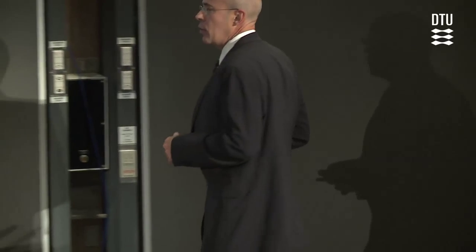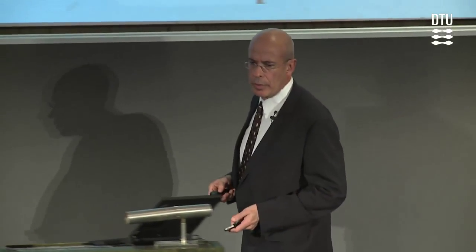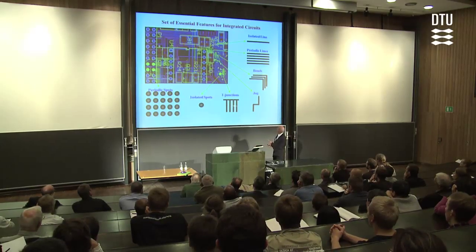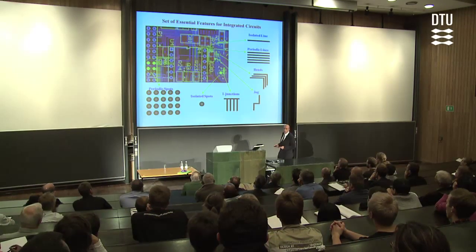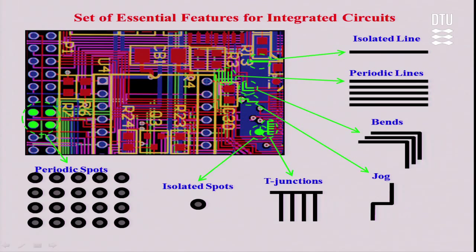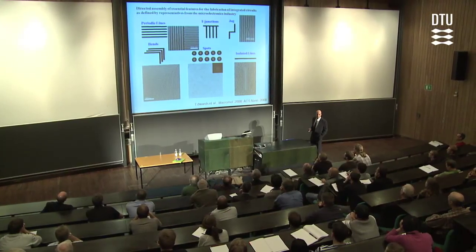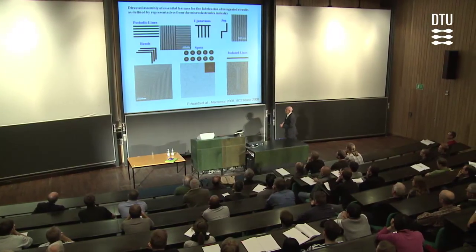Using these calculations, then, we set out to explore all of the different combinations that would arise in a semiconductor device. This industry told us that we had to generate spots, T-junctions, jogs, bends, periodic lines. And then using a combination of theory and experiments, we were able to generate all of them. So now you see that the copolymer can give you the corners, the lines, the T-junctions, the jogs, and the spots. So this really works.